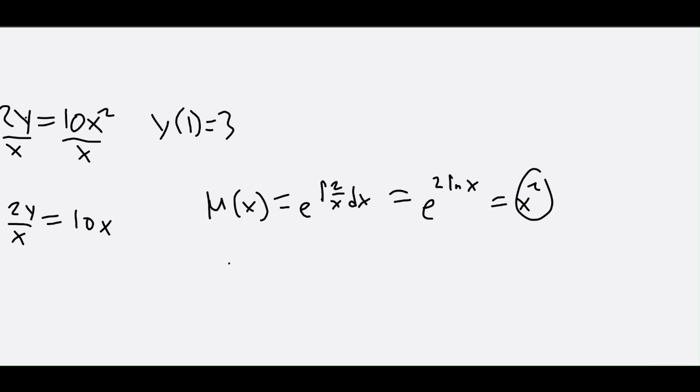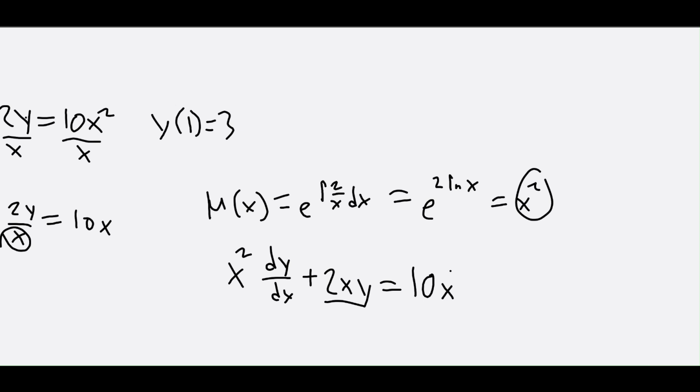So what that ends up giving us is x squared dy dx plus 2xy, because the x over here cancels out one of the multiplied x's, so we end up with 2xy, equals 10x cubed. Alright, now what do we do from here?